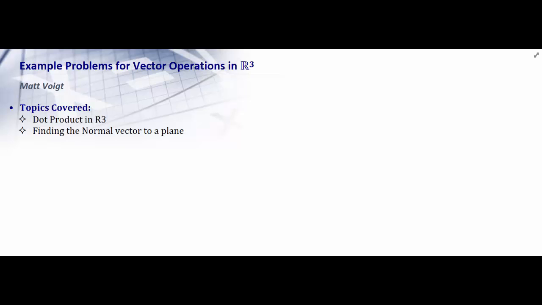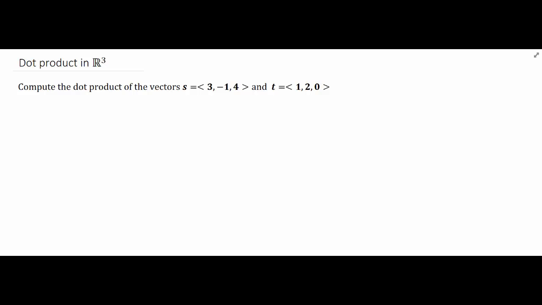In this video, we'll look at some example problems related to vector operations in R3. Specifically, we'll calculate a dot product of two vectors in R3, and we'll determine how to find the normal vector to a plane. Here we need to compute the dot product of the vectors s and t in R3.